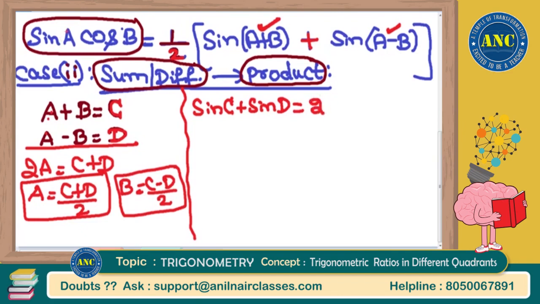Here, wherever I have A, replace it by C plus D by 2. So it is sin of C plus D by 2, right? It is sin of C plus D by 2. Wherever you have B on the left hand side, replace it by C minus D by 2. It is cos of C minus D by 2.